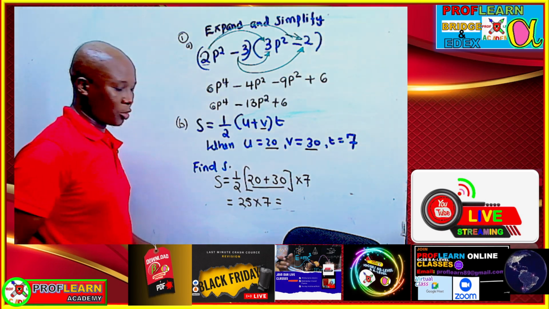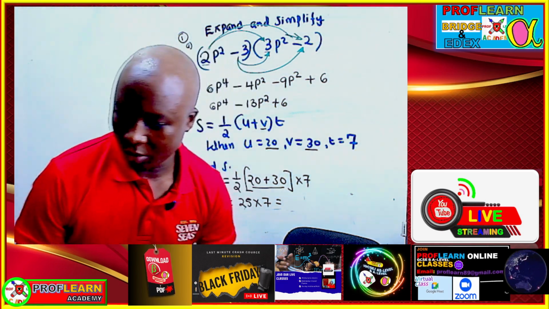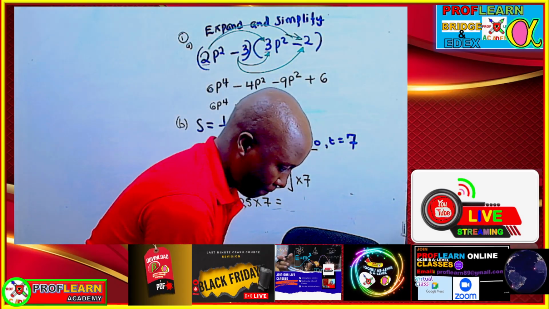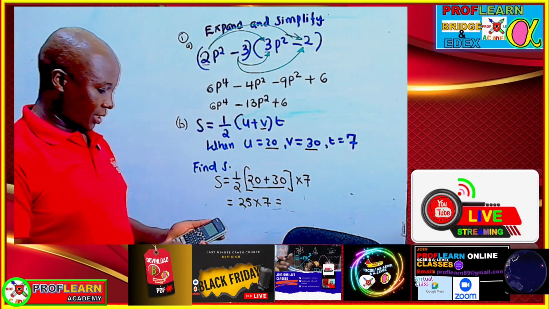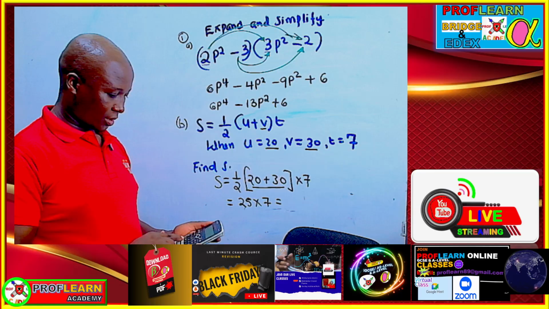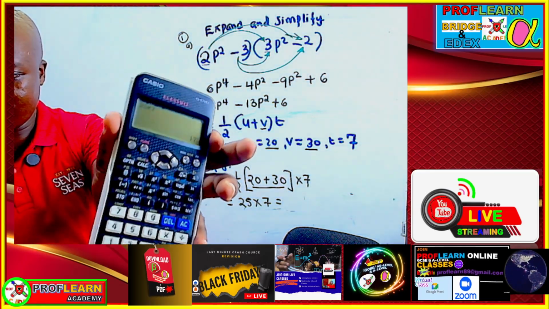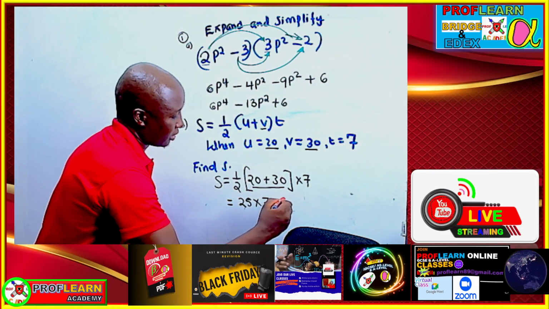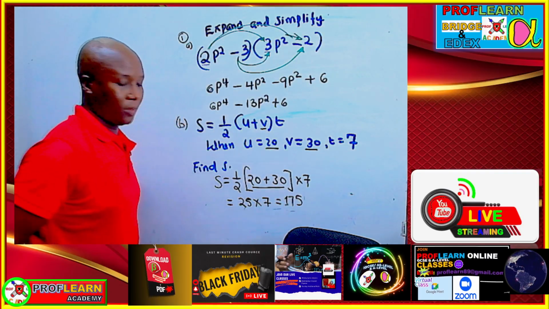If you are going to put that straight into the calculator, because this is a calculator paper, it means that you have to use your calculator there. We can say this is 25 times 7, which is going to give you 175. So we can say the answer is 175.